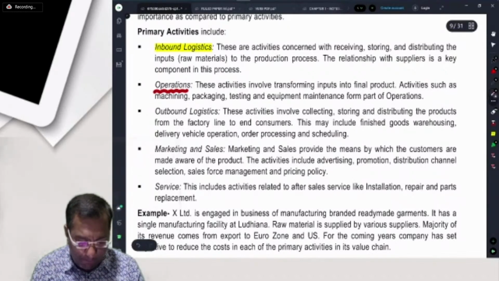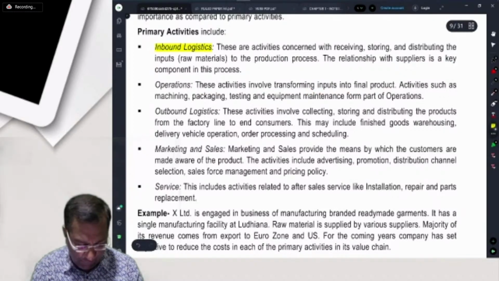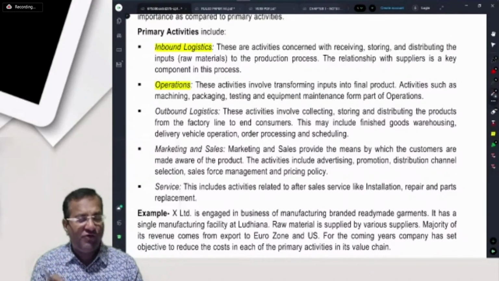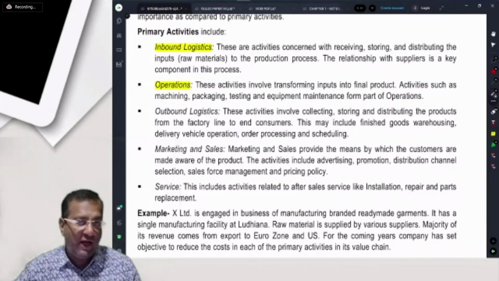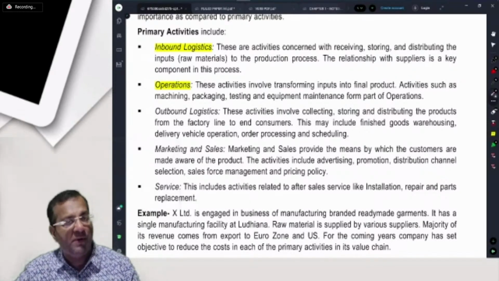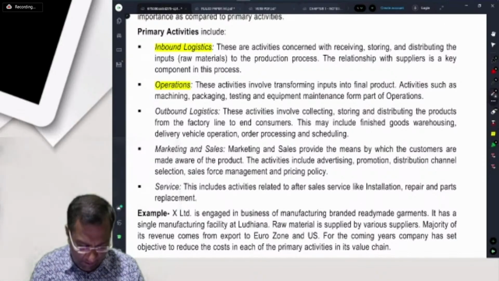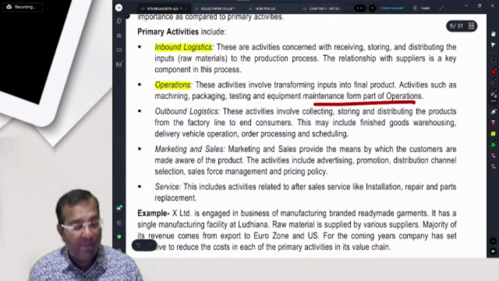Second activity, operation. This activity involved transforming input into output. In the common parlance, in a layman language, we can say operation is nothing but the manufacturing process. But the technical term you have to use is operation. In a common parlance, you can call it manufacturing process. What activities will it cover? It will cover machining, packaging, testing, and equipment maintenance form part of operation.